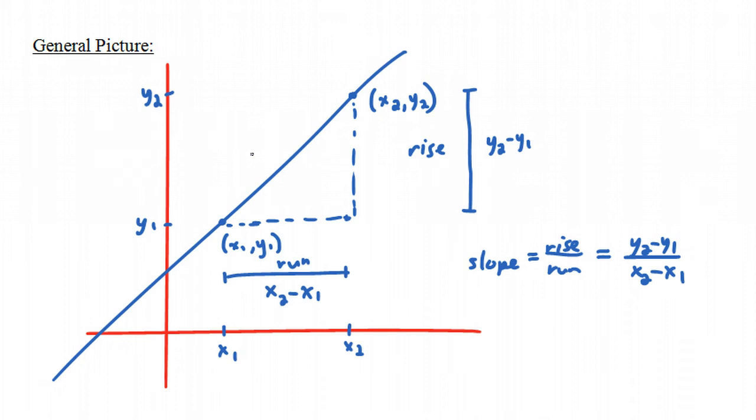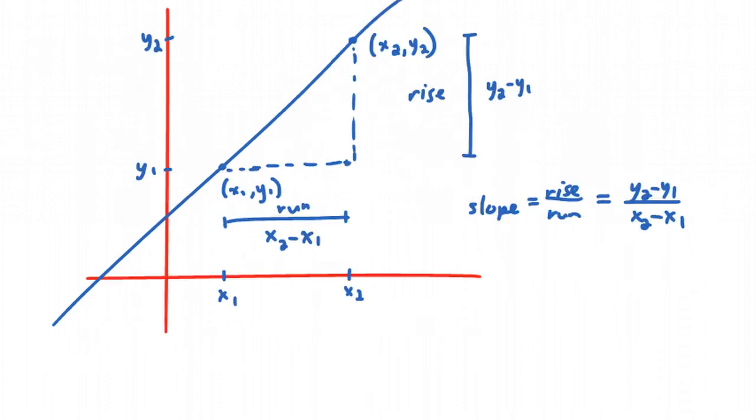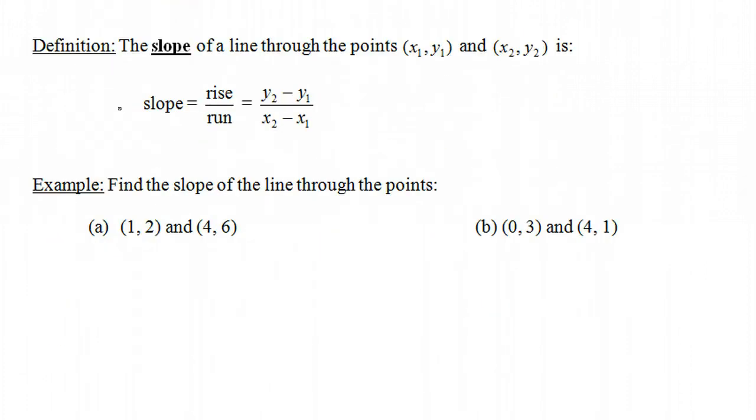So that's the general formula. If you don't have specific numbers for x1, y1, x2 and y2, this is the general formula for the slope of a line connecting these two points. I've written this out here as a definition. It's actually a definition that the slope of a line between the points (x1, y1) and (x2, y2) is (y2 minus y1) over (x2 minus x1). Okay, let's do a few examples.